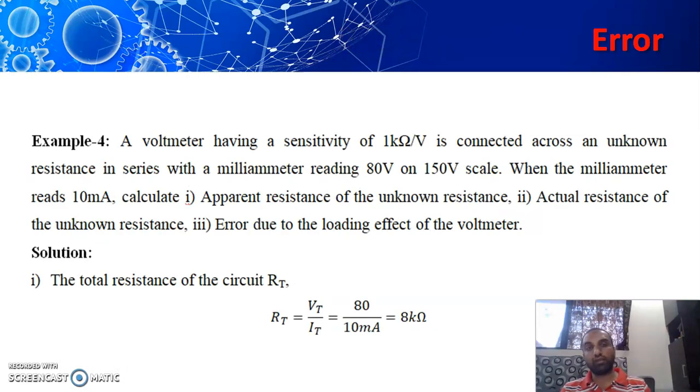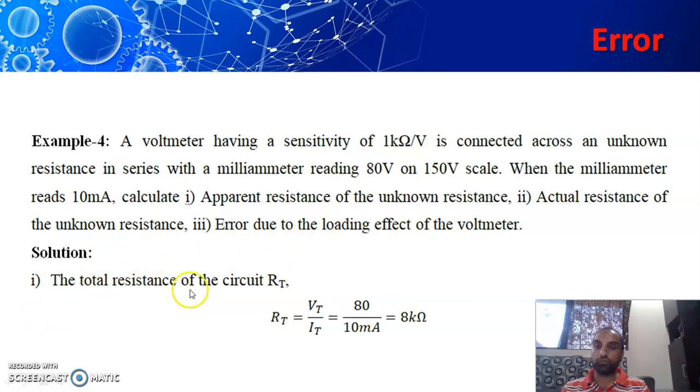Now, the example related to these errors. A voltmeter having a sensitivity of 1 kilo ohm per volt is connected across an unknown resistance in series with a milliammeter, reading 80 volt on the 150 volt scale. When the milliammeter reads 10 milliampere, calculate the apparent resistance of the unknown resistance, then the actual resistance of the unknown resistance, and the error due to the loading effect of the voltmeter.